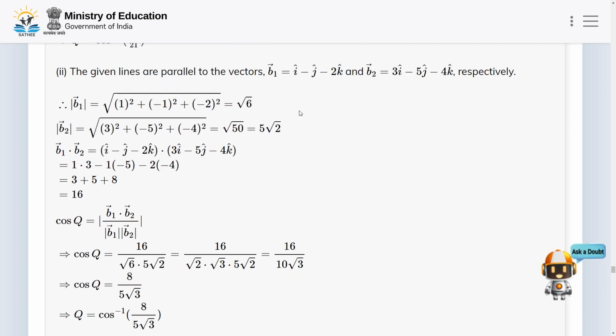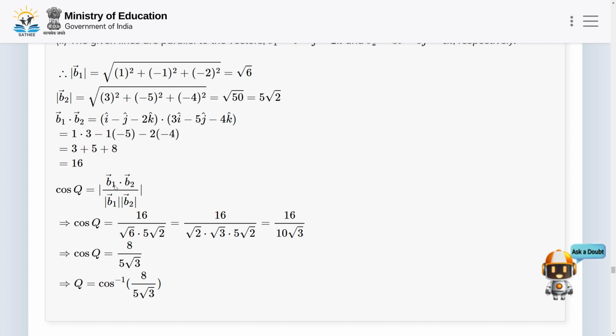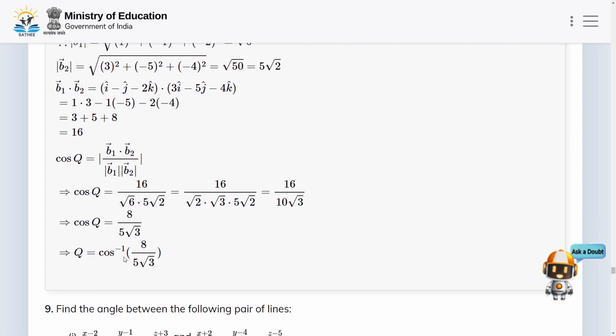Now for the second, B1 is this, B2 is this. B1 magnitude will be root 6, B2 magnitude will be 5 root 2, dot product will be 16. Cos Q will be the absolute value of B1 dot product with B2 divided by the product of the magnitudes of B1 and B2. Cos Q will be 16 by root 6 multiplied by 5 root 2. Simplified, you will get cos Q as 8 by 5 root 3. This means your angle Q will be cos inverse 8 by 5 root 3. Okay, now ninth problem.